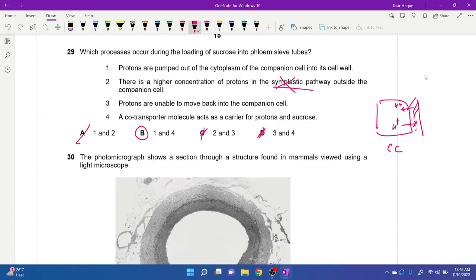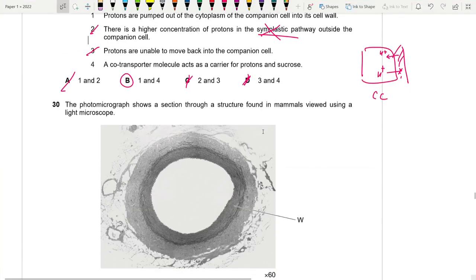Protons are unable to move back. Wrong. It is able to move back with the cotransporter. A cotransporter acts as a carrier for protons and sucrose. Perfect. Perfect. 1 and 4.